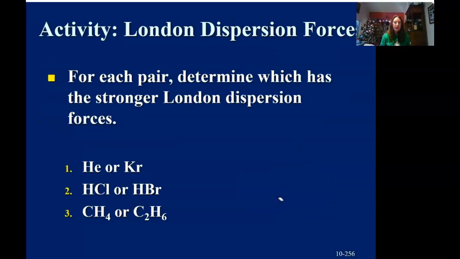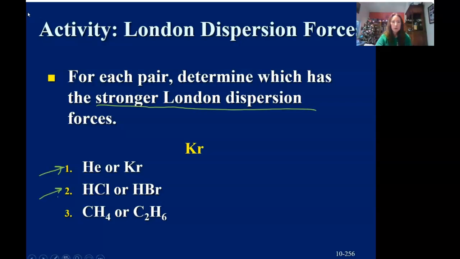Okay, so now when we look at this, we can just look at the size of the molecule to figure out which one is stronger of the two. Which one do you think is going to be stronger? Remember, stronger London dispersion forces, more electrons. A way to keep this in your brain is to look at the molar masses. The heavier the molecule is, the more electrons it has. So which one for number 1? Yeah, Kr. How about number 2? HBr. HBr is bigger, so it's stronger.